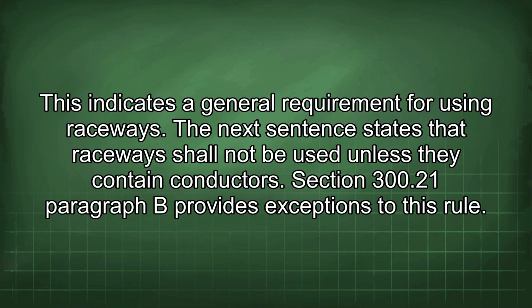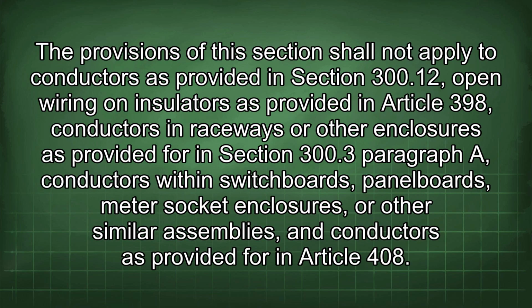The next sentence states that raceways shall not be used unless they contain conductors. Section 300.21 paragraph B provides exceptions to this rule. The provisions of this section shall not apply to conductors as provided in Section 300.12, open wiring on insulators as provided in Article 398, conductors in raceways or other enclosures as provided for in Section 300.3 paragraph A, conductors within switchboards, panel boards, meter socket enclosures, or other similar assemblies, and conductors as provided for in Article 408.